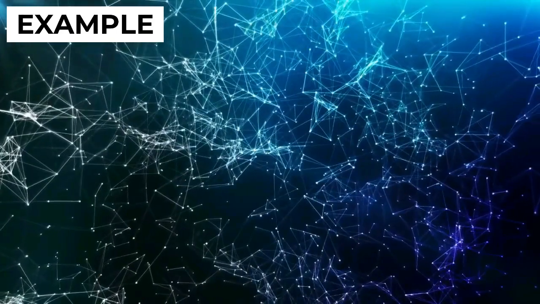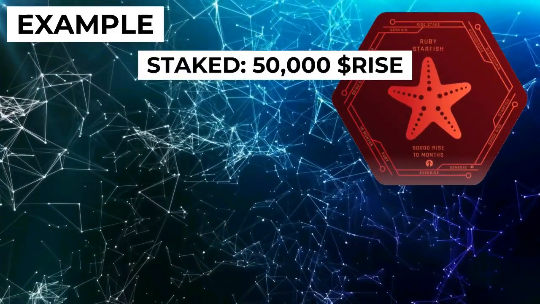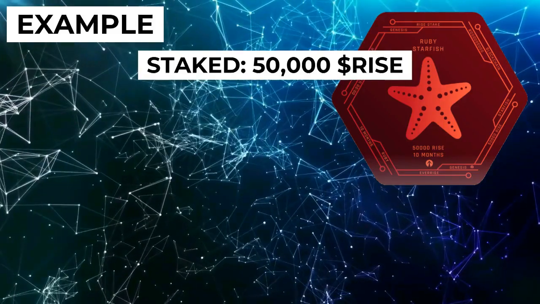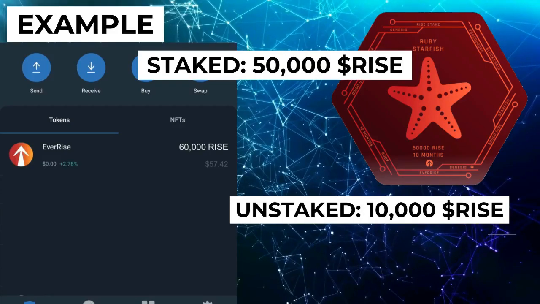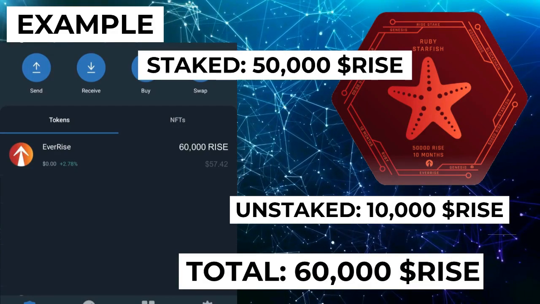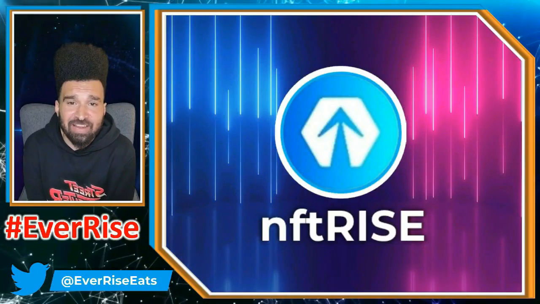So for example, suppose you have 50,000 RISE staked in a, let's say, Ruby Starfish NFT, and you have 10,000 RISE unstaked. The amount of RISE showing will be 60,000 RISE. That's your 50,000 RISE staked plus your 10,000 RISE unstaked. This is a nice segue into nftRISE.